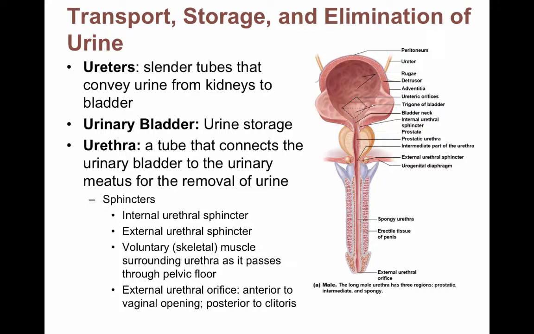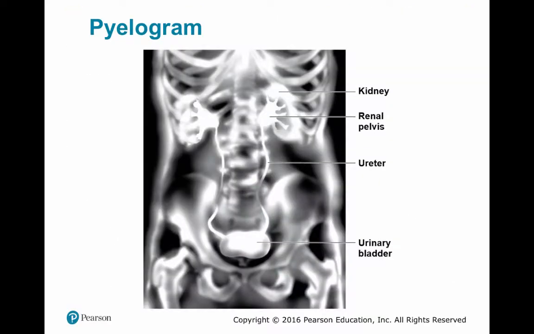The male urethra carries both sperm and urine, and there are basically three names for its parts. You have the prostatic urethra, which is within the prostate, the intermediate part of the urethra, which passes through the urogenital diaphragm from the prostate to the beginning of the penis. And then you have the spongy urethra, which passes through the penis and opens at the external urethral orifice, which is the opening for both.